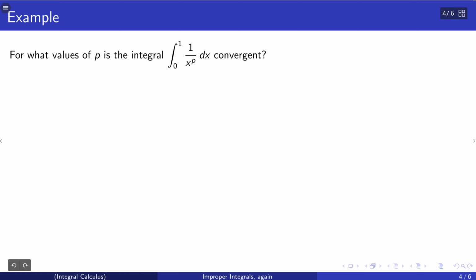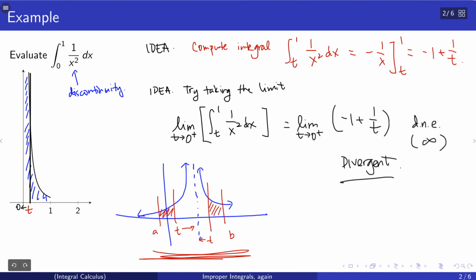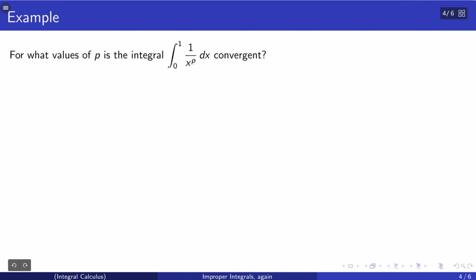So let's work on an example here. It's actually slightly more involved, and we're not simply asking whether the integral is convergent or divergent, but there's a parameter p in the integral, and we're asking for what values of p is this integral convergent. We already saw from the first example here that when p equals 2, so the power of x in the denominator, we already know it's divergent. So how would we solve something like this in general?